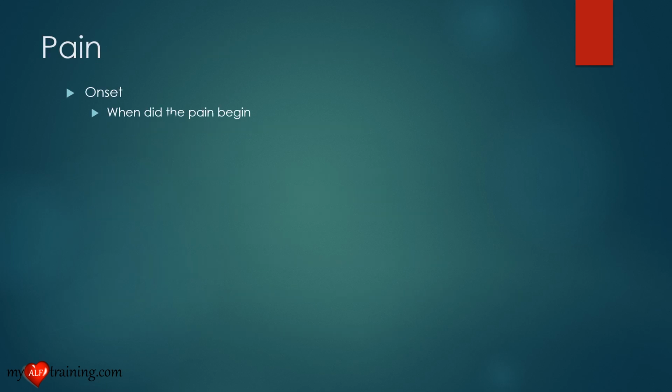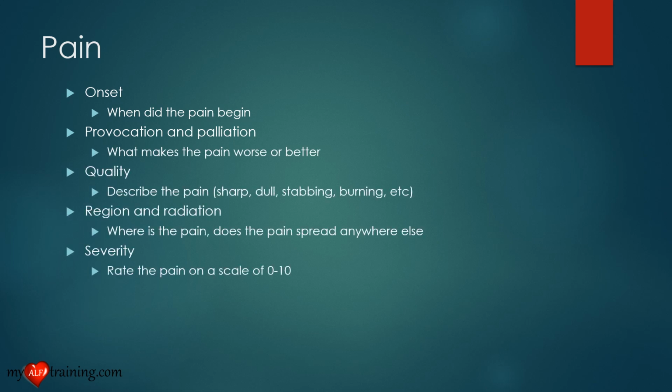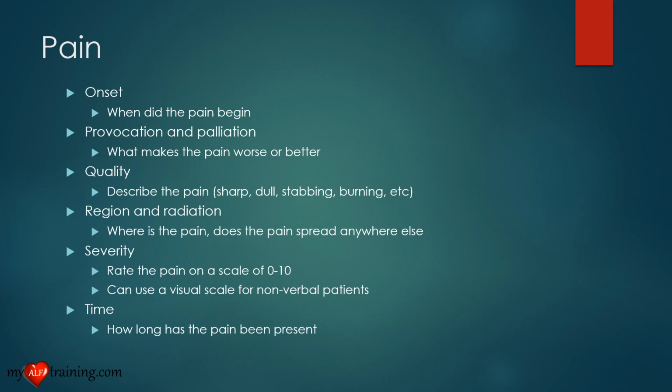When assessing a patient's pain, not only are we going to ask them if they are in pain and to rate the pain, but we may ask them additional questions such as onset, when did the pain begin? Provocation and palliation, what makes the pain worse or better? And we may ask them about the quality. Describe the pain. Is it sharp, dull, stabbing, burning, etc.?